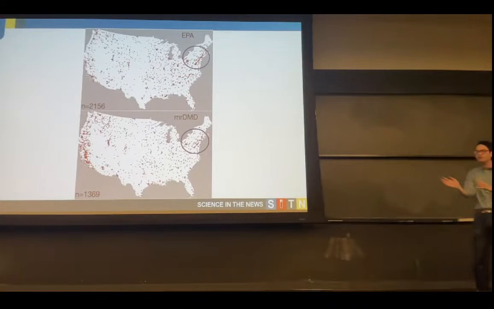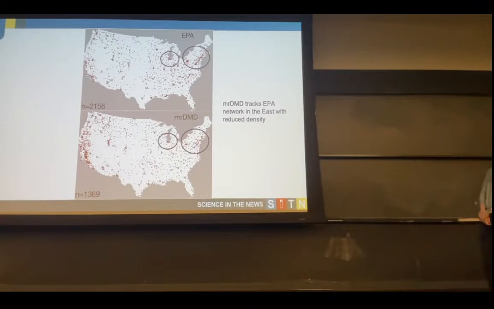The Great Lakes region is an area with high variability due to lake breeze effects from Lake Michigan, etc. The EPA has a presence there, and so does our sensor network. Generally, the eastern United States, when you look at both of these sensor networks, is actually pretty similar. It's just that we have a reduced number of sensors. But the story really changes in the western United States.